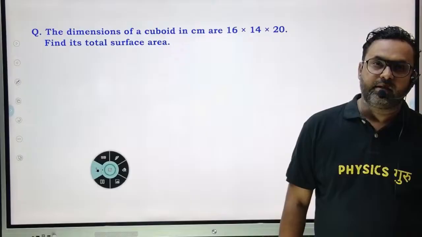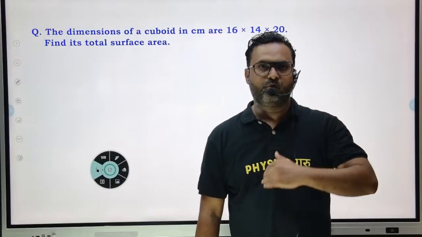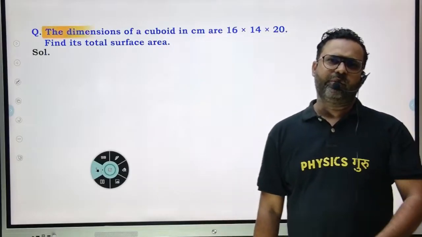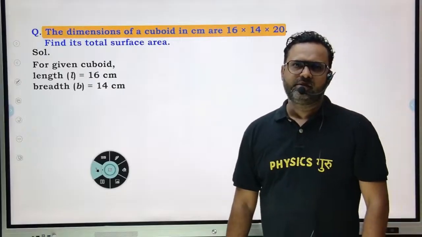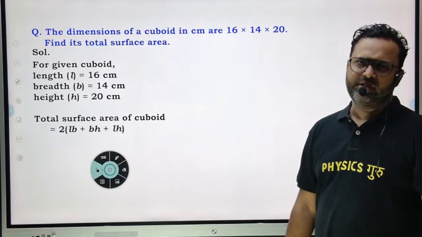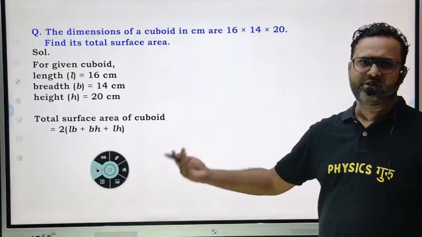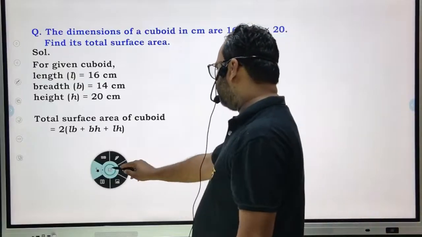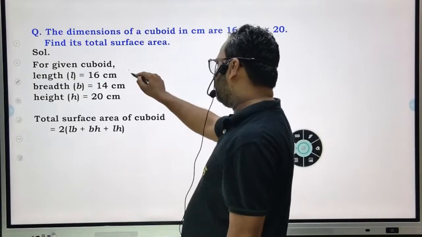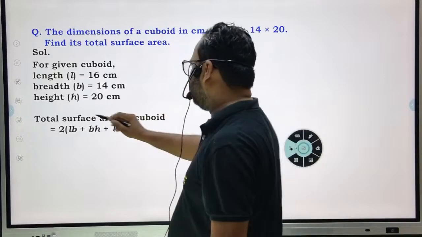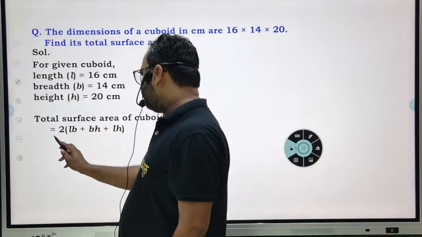Next question says that the dimensions of cuboid in centimeter are 16, 14, 20, and they ask you to find the total surface area. Use the same formula, 2 times of (LB plus BH plus LH). Simply put the values. So length is given, breadth is given, height is given in this particular question.